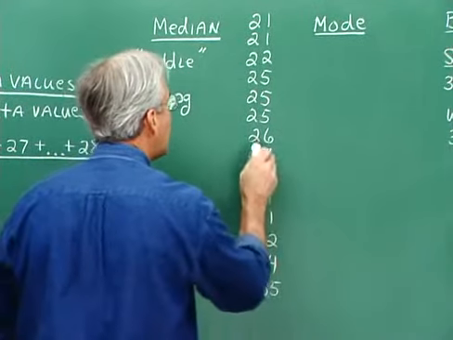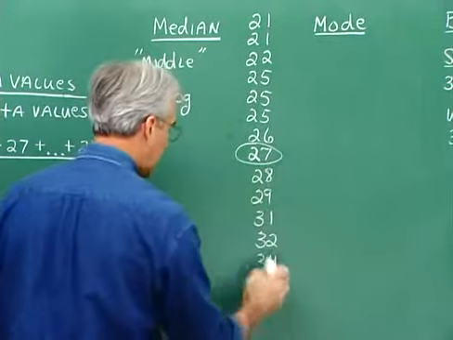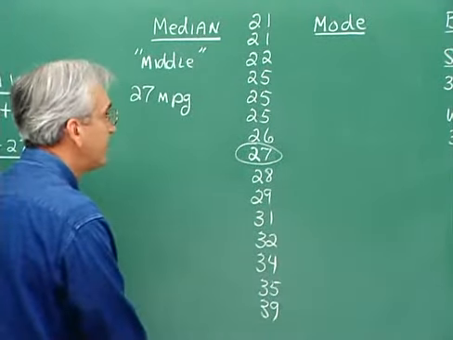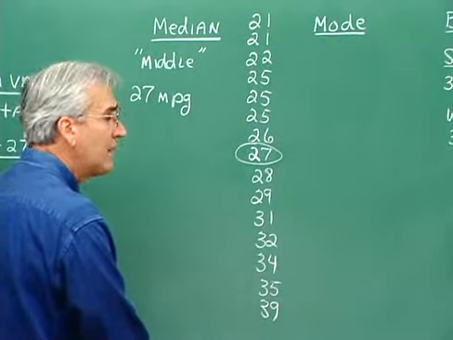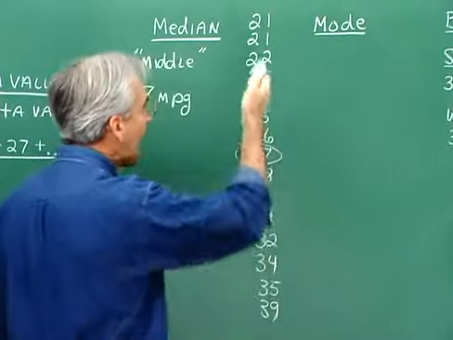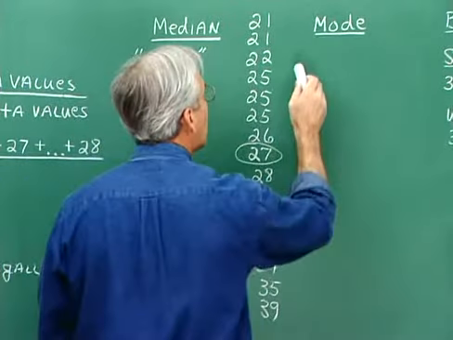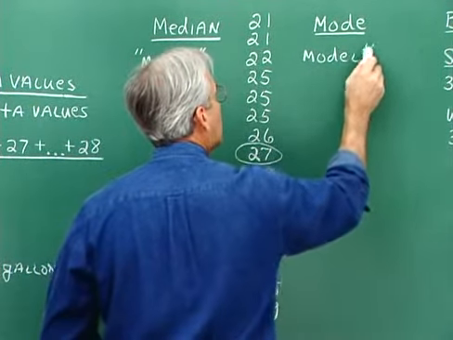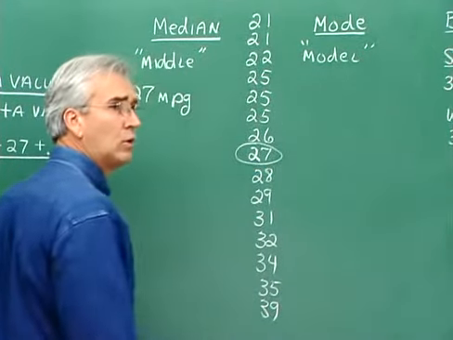We identified the median as 27, and I'm going to put this 39 down at the bottom again. And now let's talk about mode. Now, the mode is the item that occurs most frequently. And sometimes the word model is used to describe mode.